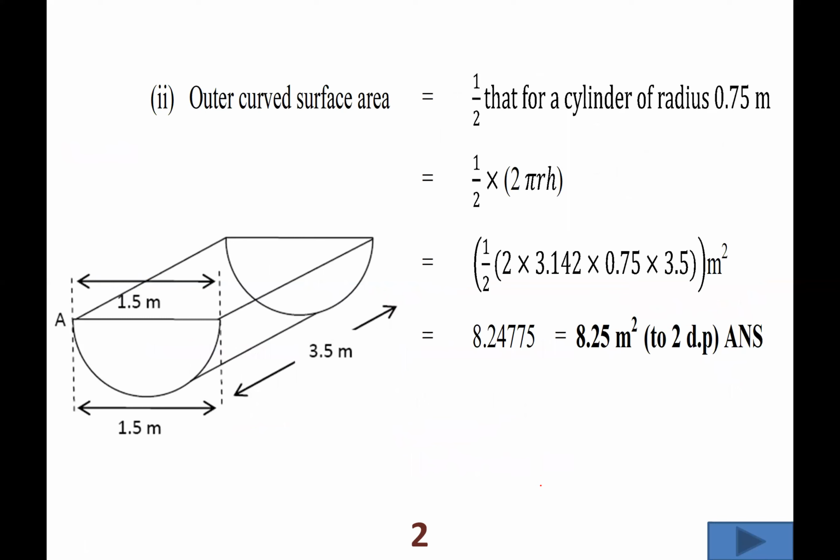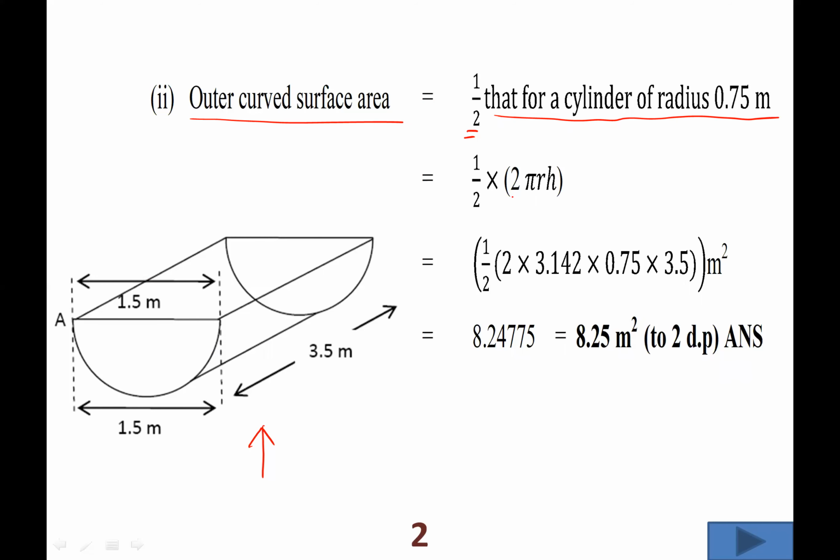The outer curved surface area. Now, if you look at this shape here, it's half of a cylinder cut along the length. So if we knew the curved surface area of a cylinder and we found half of it, then that will give us what we want. So we want to find a half, whatever that surface area for a cylinder of 0.75 is.